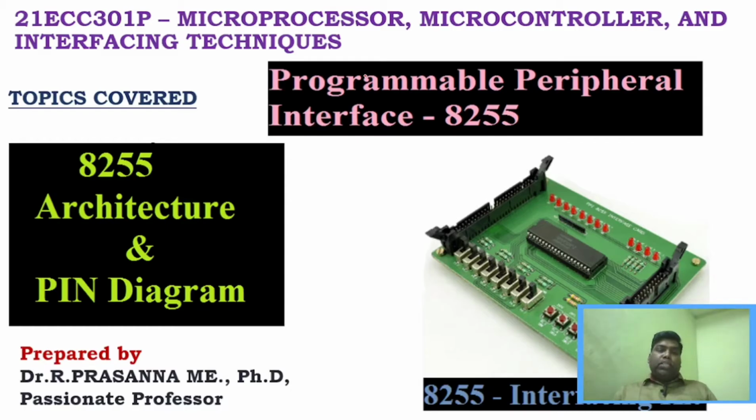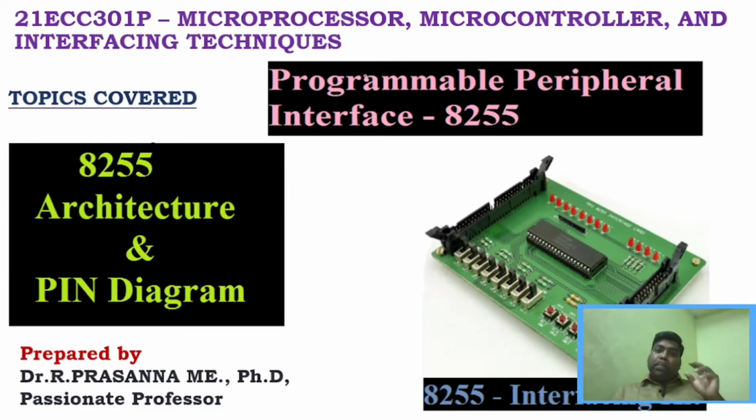It gives me immense pleasure to welcome you all to my new video, and today's video is about another interesting topic in microprocessor, microcontroller and interfacing techniques subject. We're going to see programmable peripheral interface. We will call it PPI, which is 8255. In this video we are going to see the functional block diagram of PPI and the pin diagram of PPI. Before starting, I would like to give you the basic introduction about 8255, and then we will see the functional block diagram.